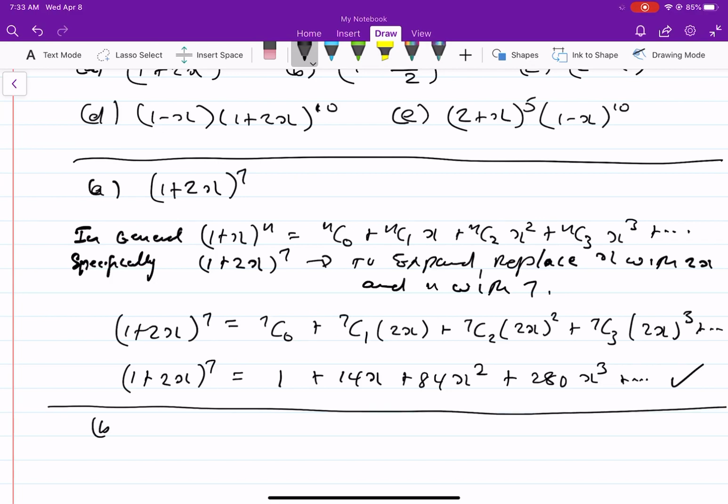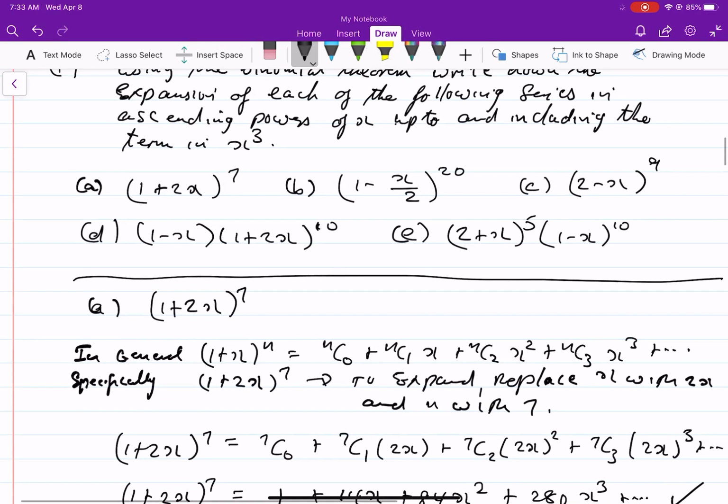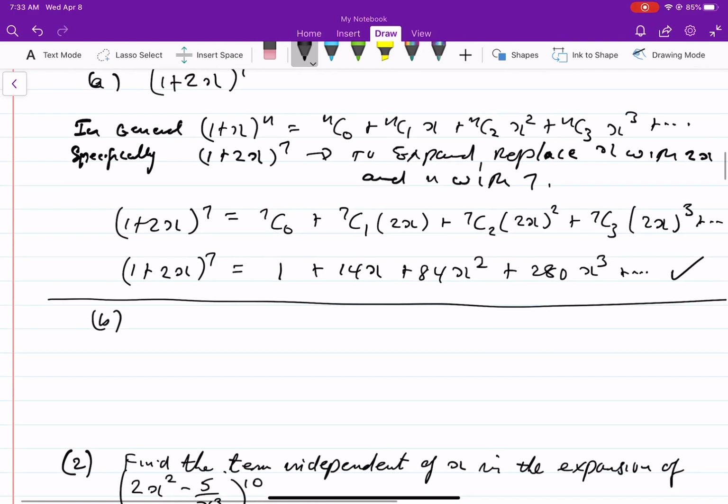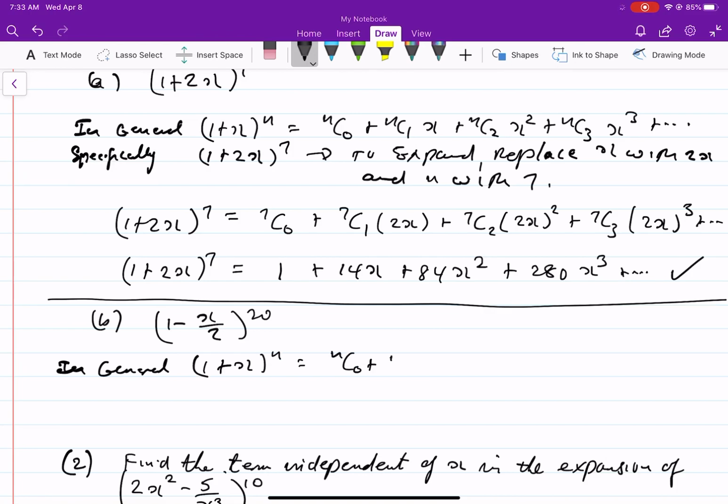Part B. That one is (1 minus x upon 2) to the power 20. Again, this one starts with a 1, so I'm going to use the general expansion for (1 plus x) to the n: nC0 plus nC1 x, nC2 x squared, and nC3 x cubed.